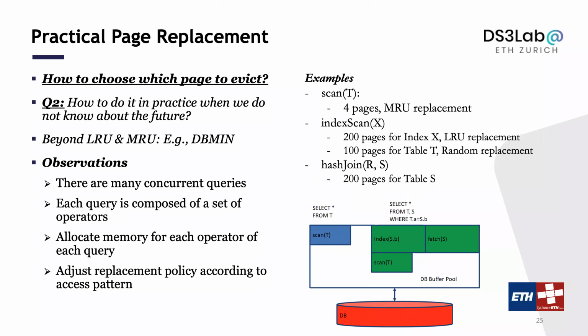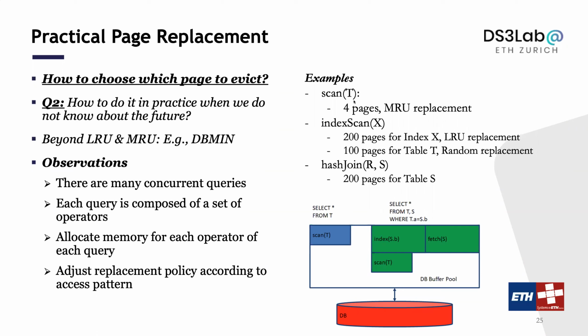And within each of the separate spaces, you can pick the best strategy to use. For example, if I know the first region is for scan, I can do MRU, right? And then if I know the second one is for index scan, I can do LRU. If I have some random access pattern, I can just randomly replace my pages without introducing bias, and so on and so forth. So there are so many things that we need to decide here.